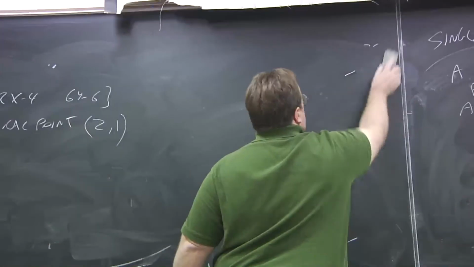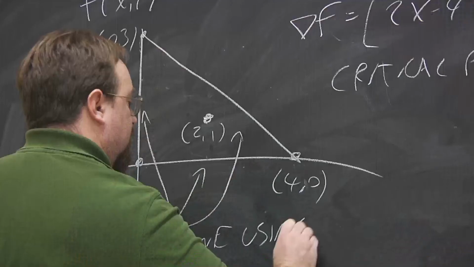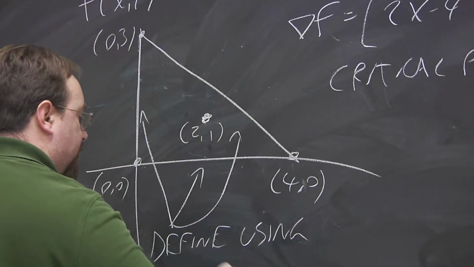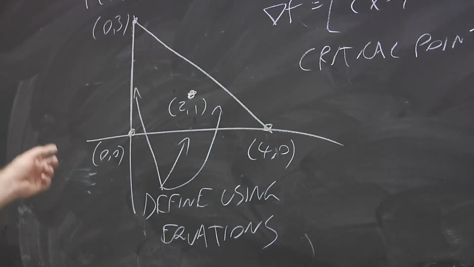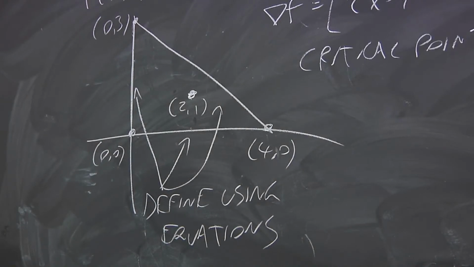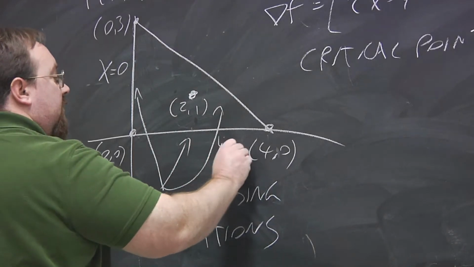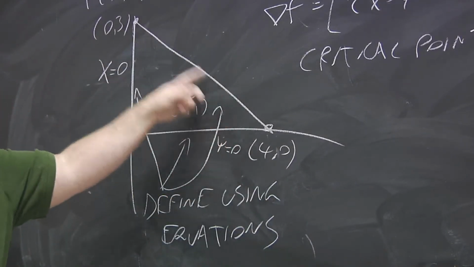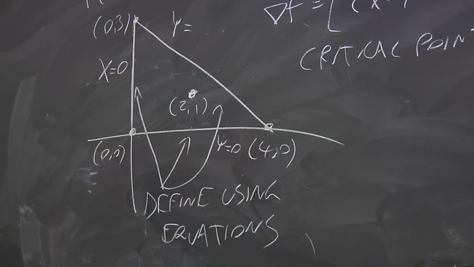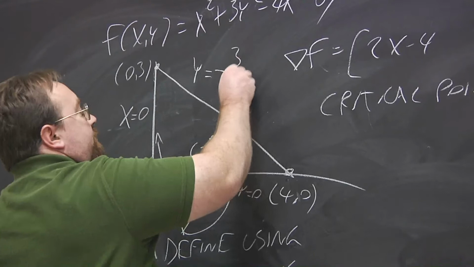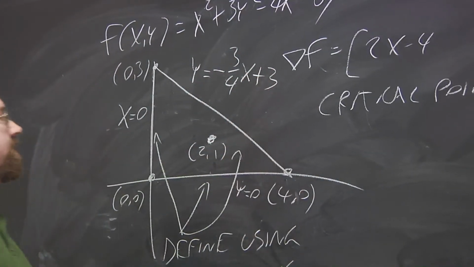To do that, it's helpful to define the boundaries, in this case these three edges, using equations that relate x and y. So for instance, what would be an equation for the left edge of the triangle? x equals 0. Alright, down here? y equals 0. Now for here, it's a line. If we start at (0, 3) and end at (4, 0), what's the slope of that line going to be? Minus 3/4, rise over run. So y equals minus 3/4 x plus 3, that's the equation of that line.